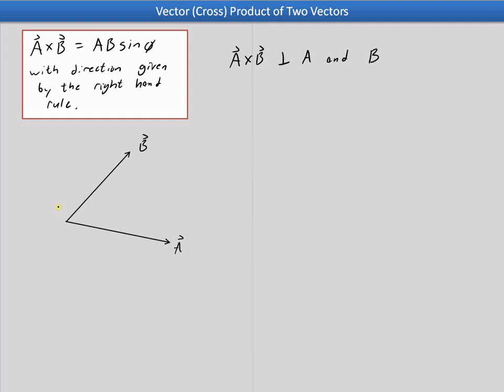So which one is it? The right-hand rule is what breaks that tie. It turns out it's actually going to be out of the slide. So we'll draw a circle with a dot in it to represent a vector coming out of the slide, sort of like looking at the head of an arrow as it comes straight at you. That would be A cross B, and this angle here is phi, the angle in between. In particular, phi needs to be the smallest angle in between.